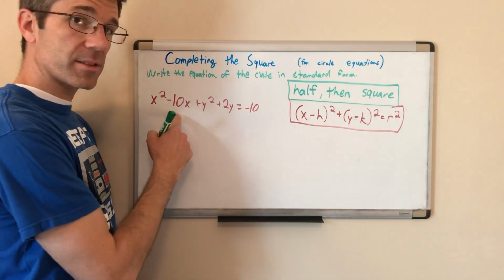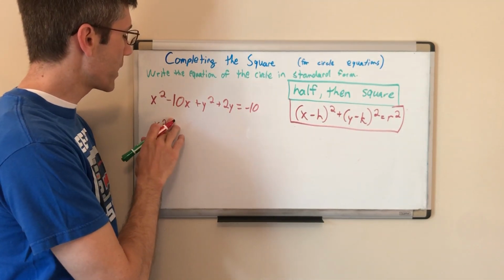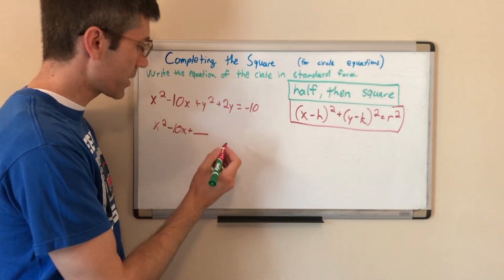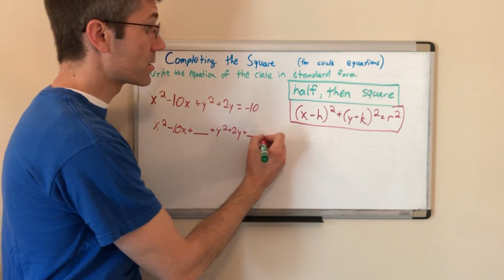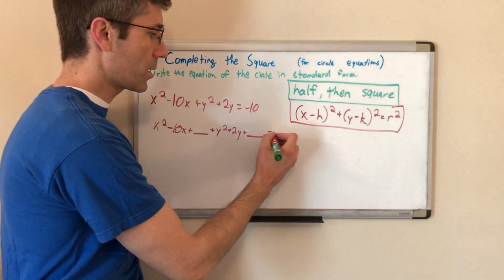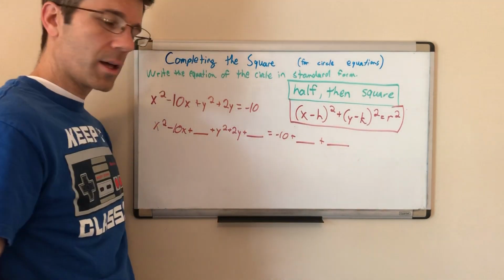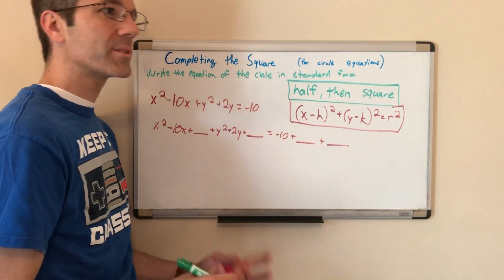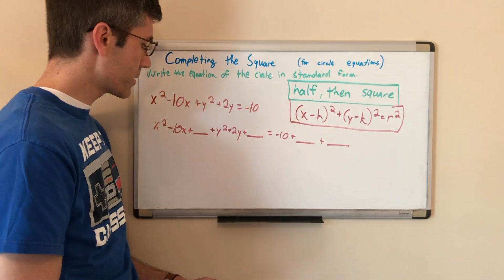So I have a couple x's here. I need another term. So I need x squared, whoops, minus, not plus. So minus 10x plus something plus y squared plus 2y plus something and equals negative 10 plus something and something. Okay? So again, all my x's are together and I need another term. All my y's are together and I need another term. So let's start figuring out what it is.